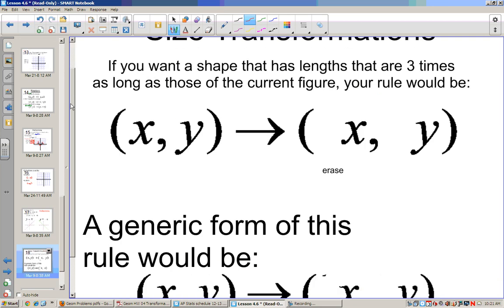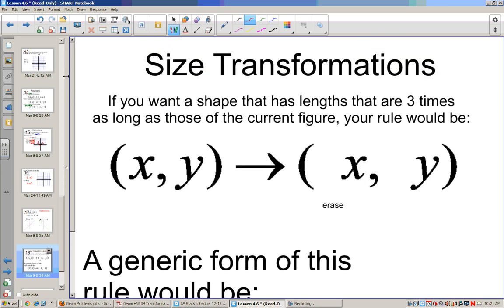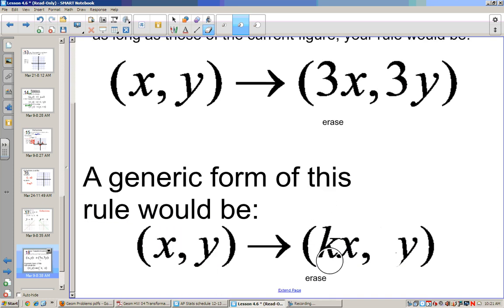Now, if we want to change the size, as in a transformation, or as a dilation, say we wanted to make this 3 times as big, well, we just multiply our x's by 3 and our y's by 3. So our generic rule is you multiply your x value by some number, k, and you multiply that same value by y. Now we could make it smaller by multiplying it by 0.5 or 0.25, or we can make it larger by multiplying by 3 or 7. But those are how we make dilations.